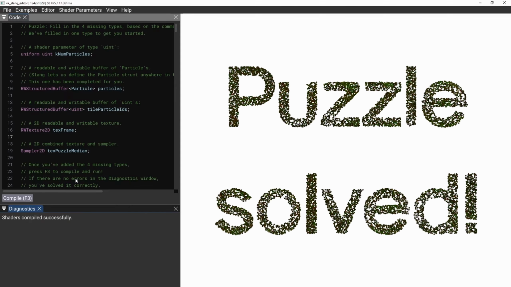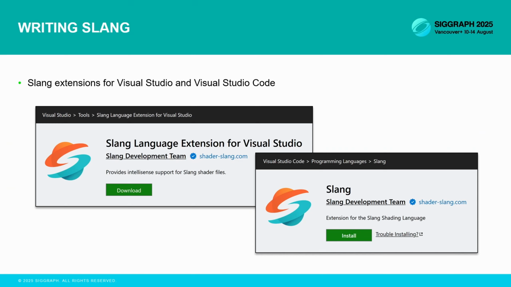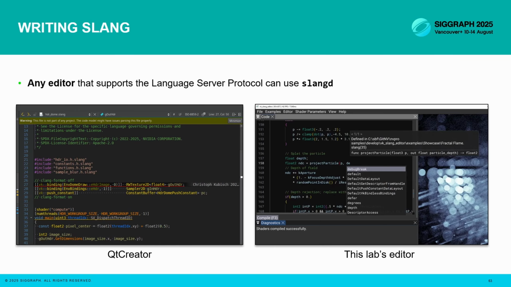Fantastic. Let's go on to the next section. Now let's talk about tooling. Slang has a wide amount of support in IDEs and debuggers. If you're using Visual Studio or Visual Studio Code, Slang provides official language extensions. In addition, any editor that supports a language server protocol, which powers things like syntax highlighting, IntelliSense, jump to function, diagnostics, and much more for languages such as Python and Rust, can also use Slang's language server, slangd. For instance, this is how auto-completion and function definitions work in the editor you've been using in this lab.